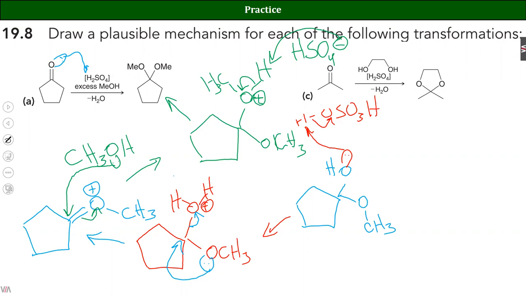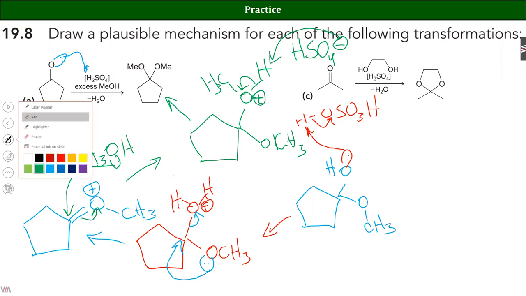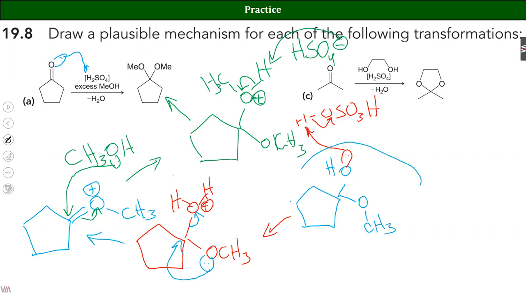And so this intermediate down here, we're halfway through, that's our hemiacetal. Hemi means half, like hemisphere, right? And this final product up here, that's our acetal product. So the hemiacetal is just halfway there.